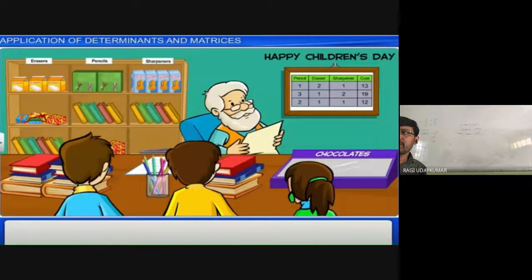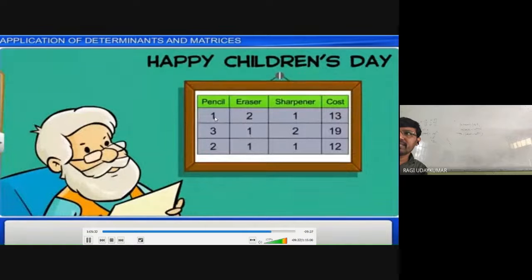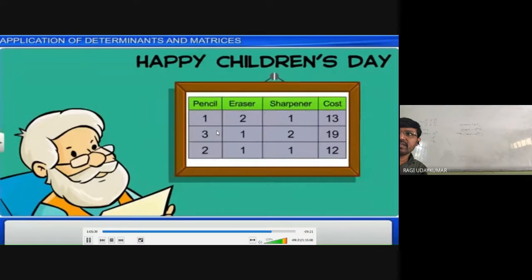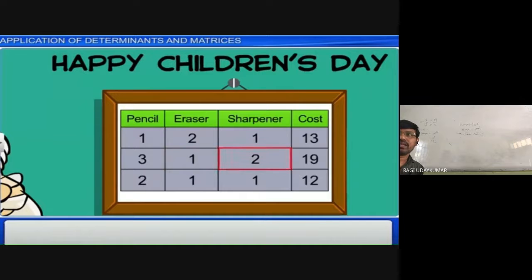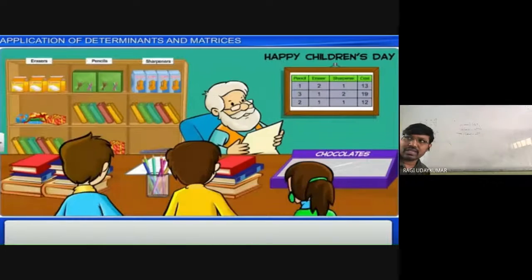Let us take one situation into consideration here. Two pencils, one eraser, one sharpener, cost is 13 rupees. Three pencils, one eraser, two sharpeners, cost is 19 rupees. Two pencils, one eraser, one sharpener, cost is 12 rupees. Then what is the cost of each pencil, eraser and sharpener is the question.